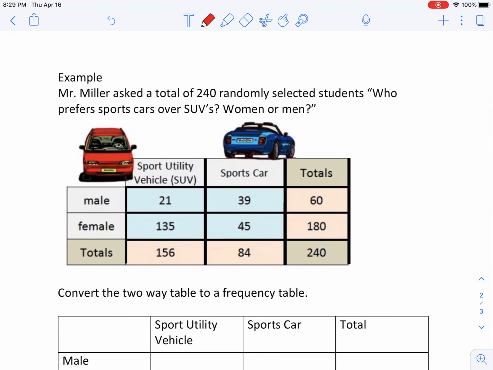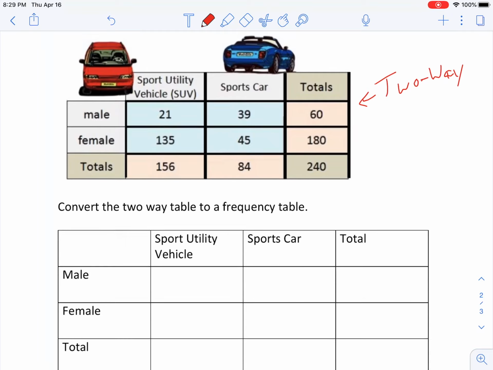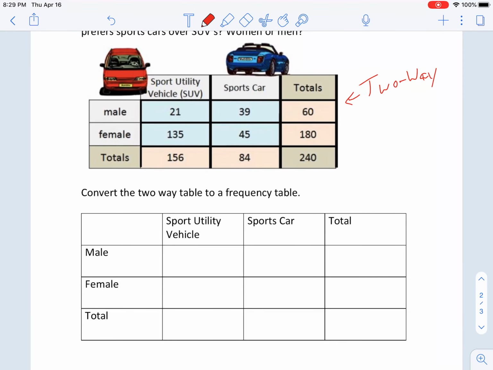So moving on, let's go through another example. Example number 2, Mr. Miller asked a total of 240 randomly selected students who prefer sports cars over SUVs, women or men. And you can see the two-way table that's already been done here, just like we talked about yesterday. And now it says convert the two-way table into a frequency table.